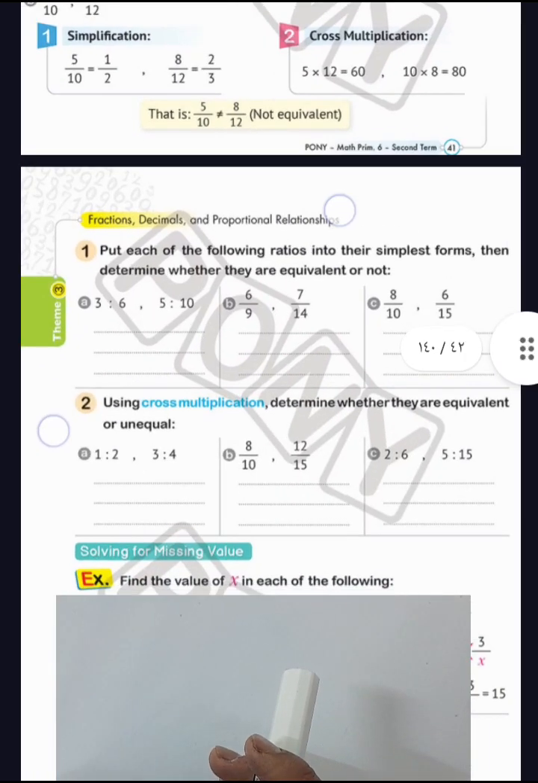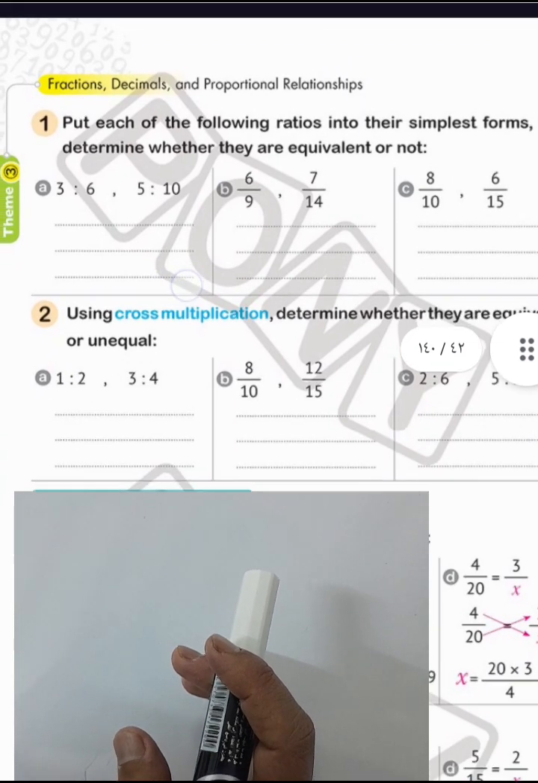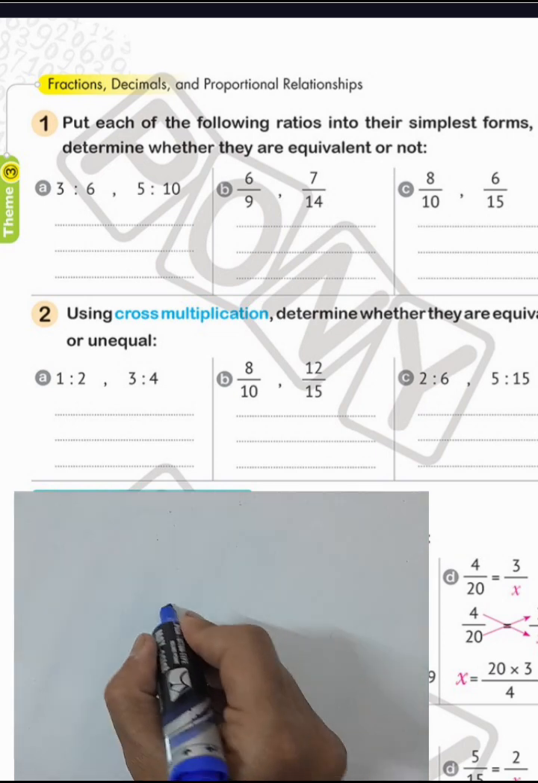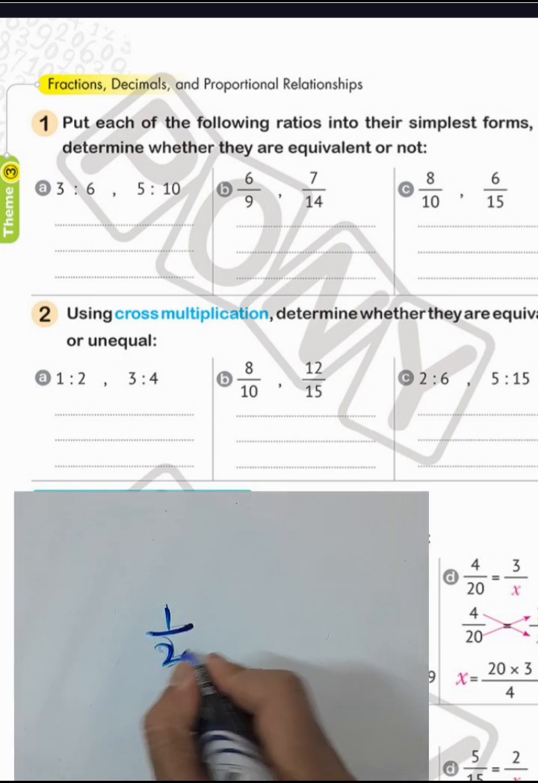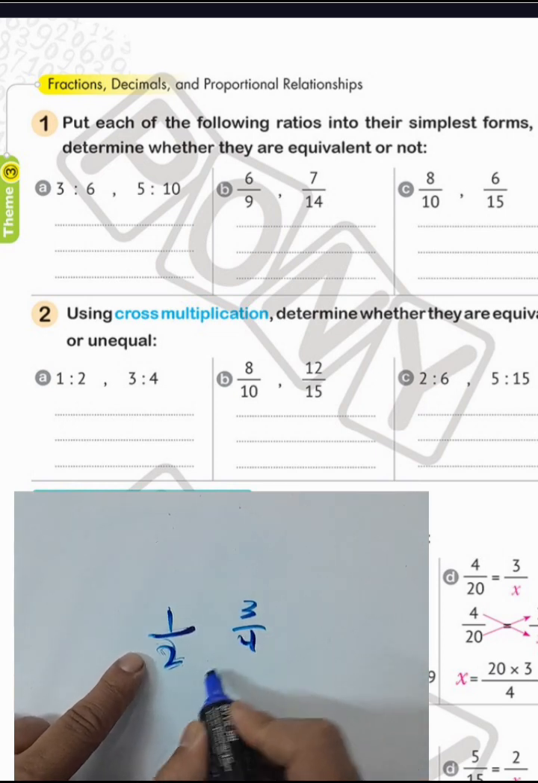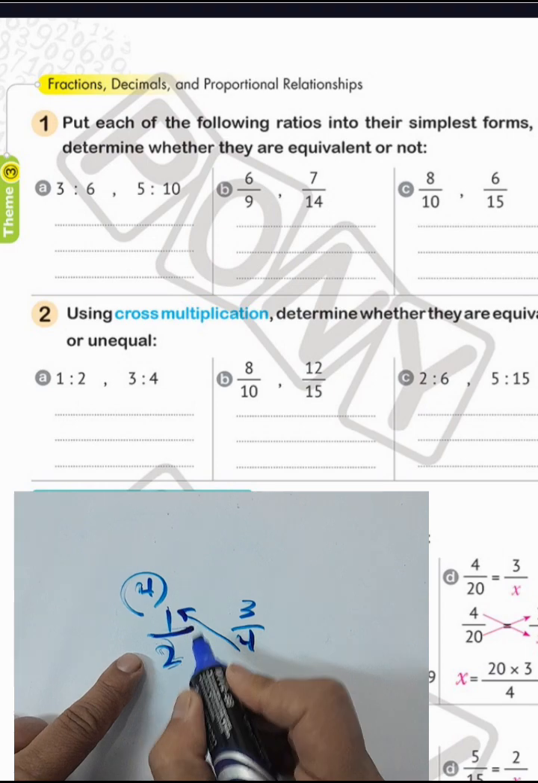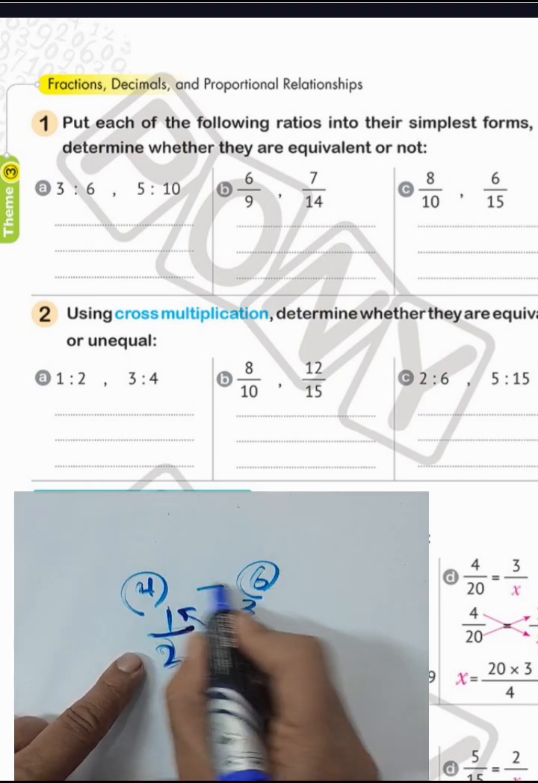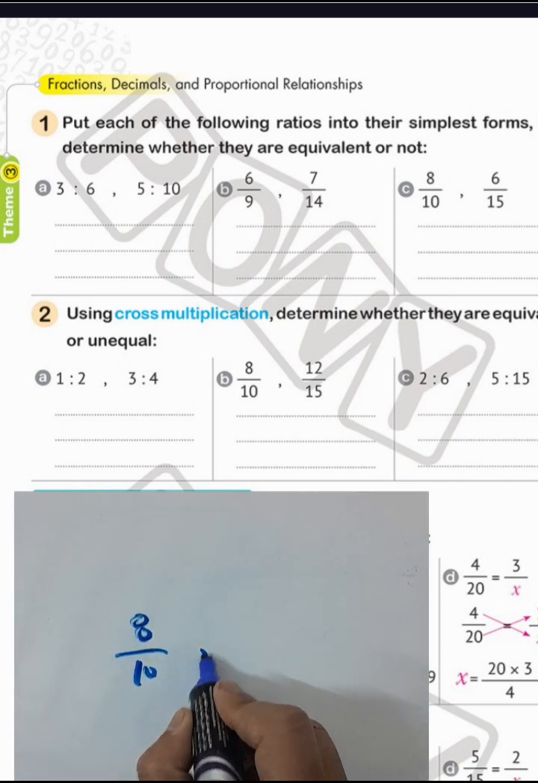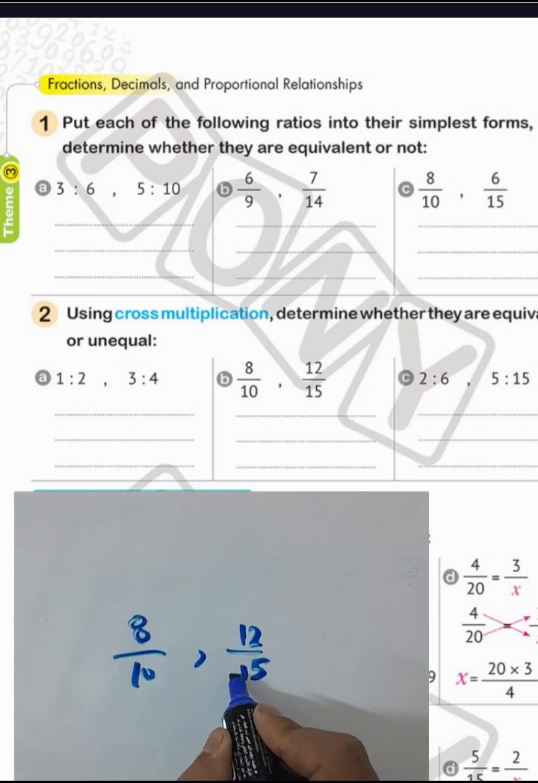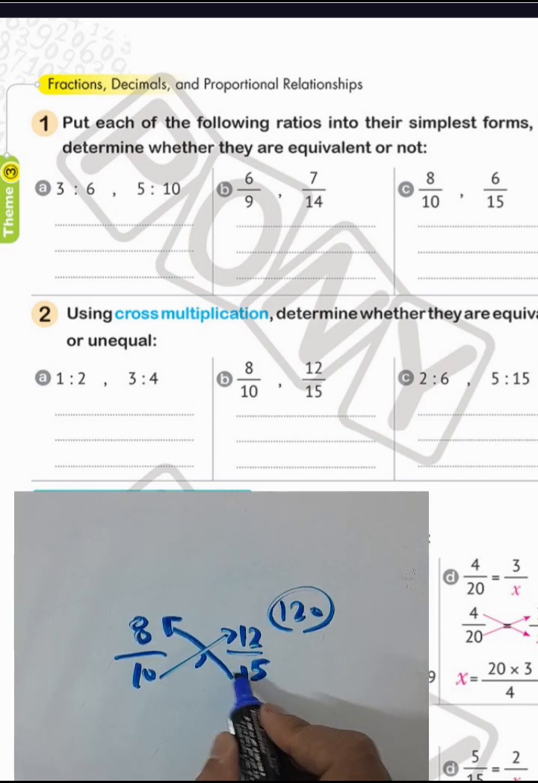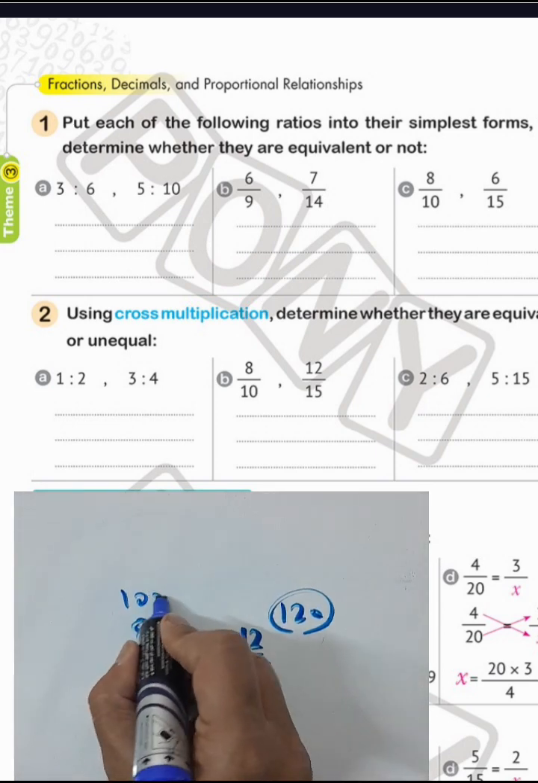Okay, here you want to use cross multiplication to determine whether the ratios are equivalent or not. We can write here 1 over 2, the first ratio, and we have 3 over 4. We know 4 times 1 equals 4 and 2 times 3 equals 6. It will be not equivalent. And what about 8 over 10 and 12 over 15? We can write the cross here between them. 10 times 12 will be 120 and 8 times 15 will be 120.